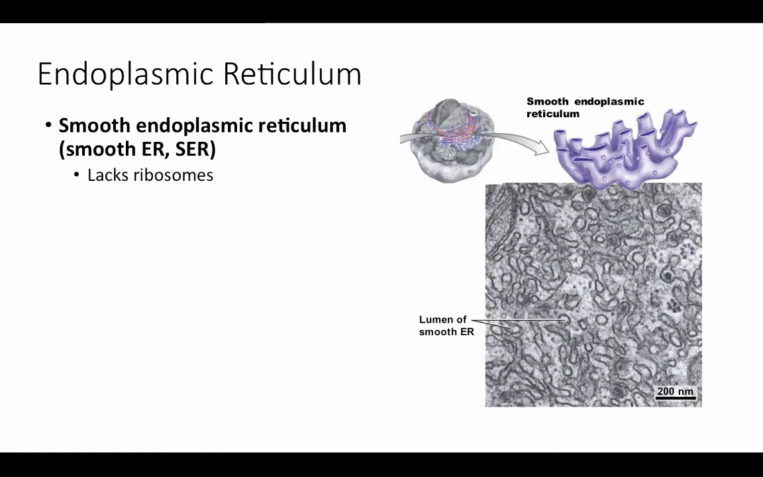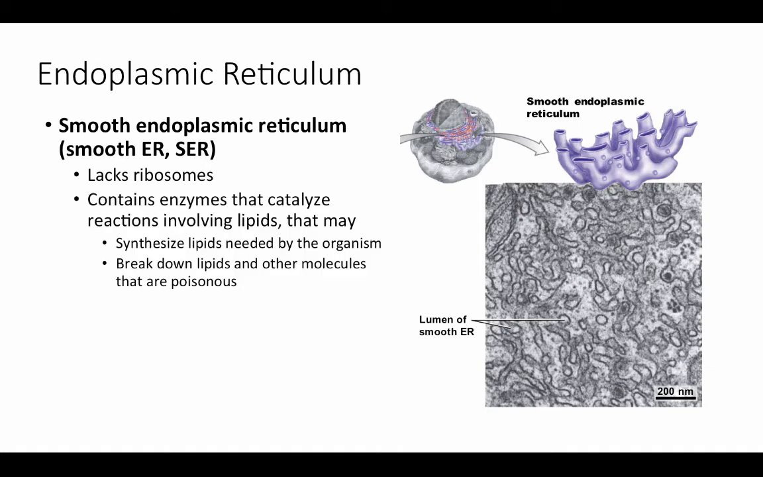So the smooth endoplasmic reticulum lacks ribosomes, and in its lumen it contains enzymes that catalyze reactions involving lipids. So these reactions may synthesize lipids needed by the organism, so this is going to be part of that function of working as a membrane factory to actually put together these large complex macromolecules. It can also have enzymes that are going to break down lipids and other molecules that are poisonous. And breaking down lipids is a very important first step to cellular respiration, being able to use the chemical energy contained in those lipid bonds.